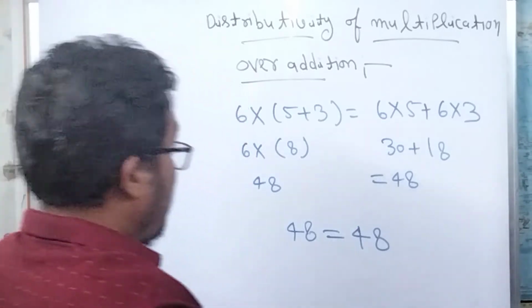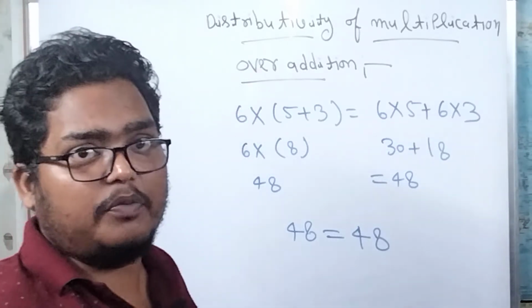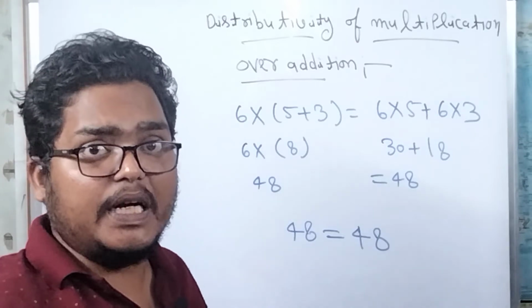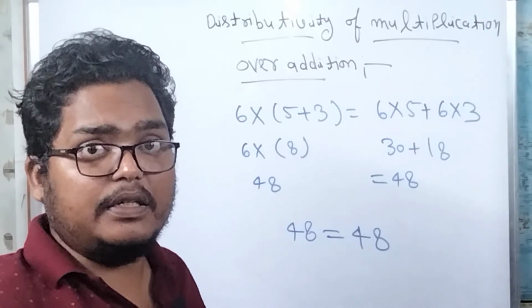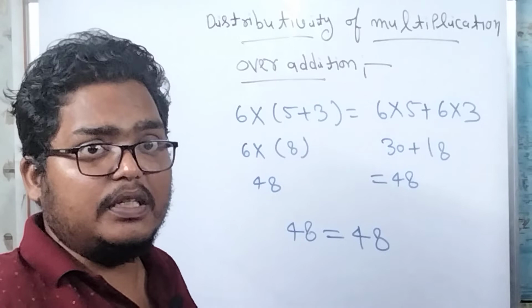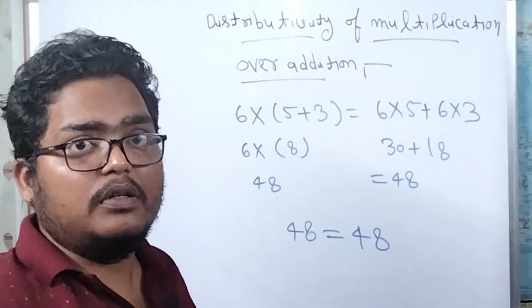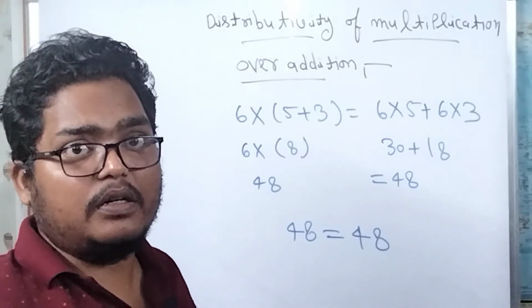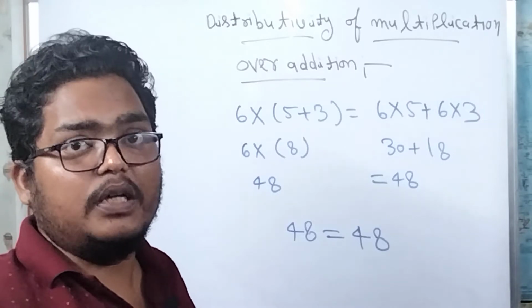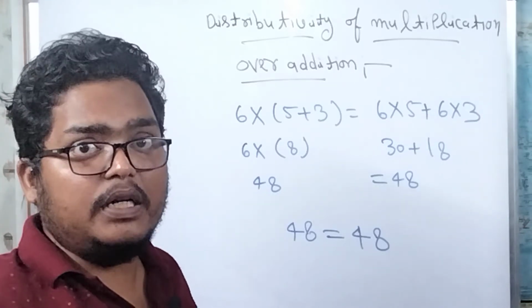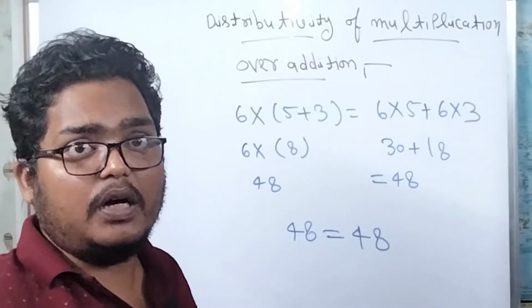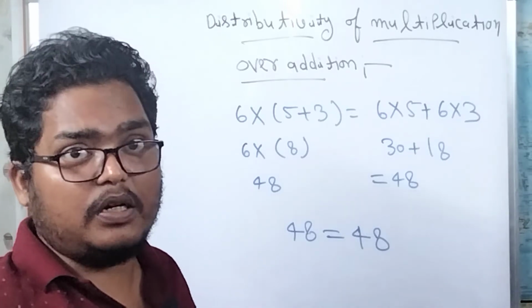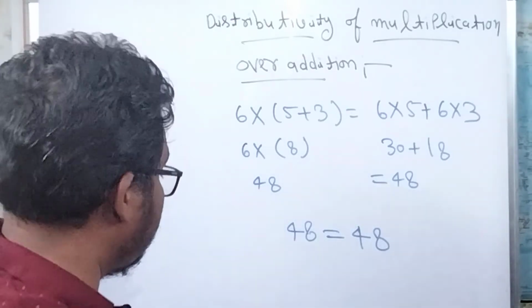Friends, now we discuss the most important topic, identity of addition and identity of multiplication. This is the topic which is asked again and again in competitive examinations and academic examinations both, and this topic is very important for all academic students and competitive students both. Then we discuss the topic.